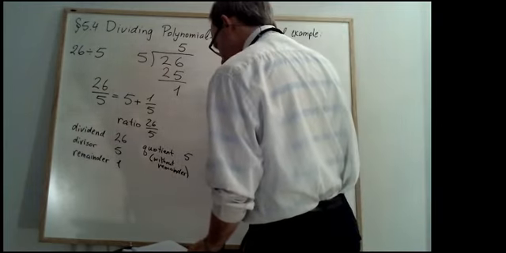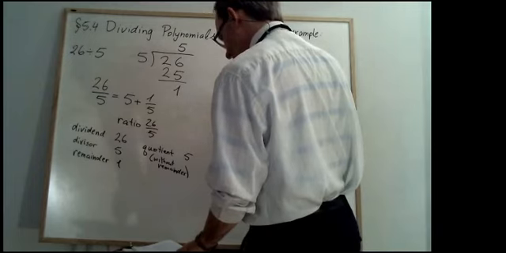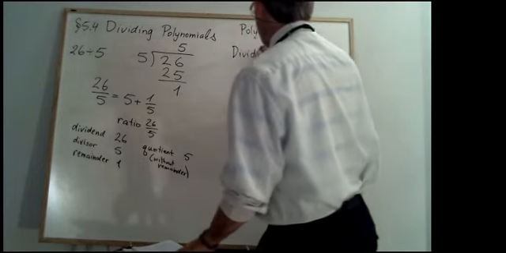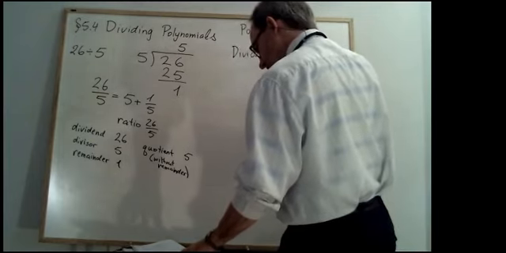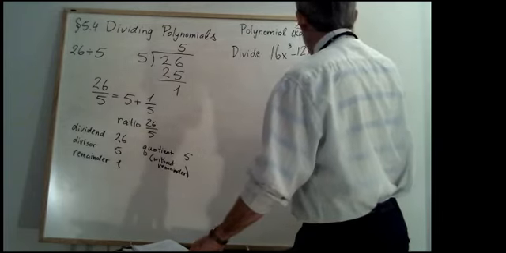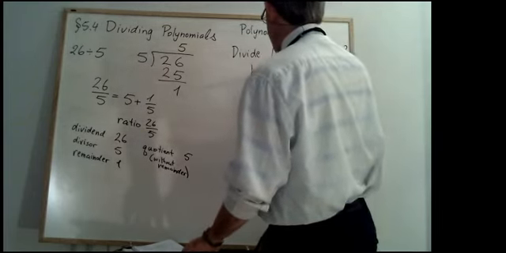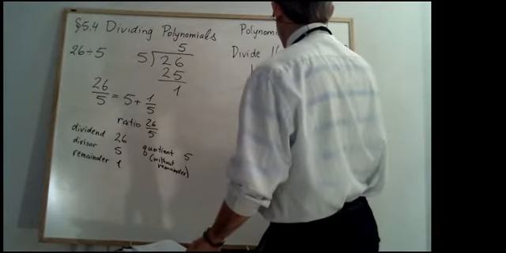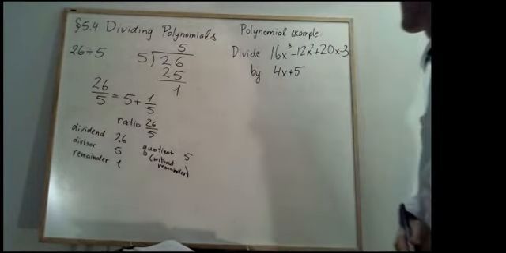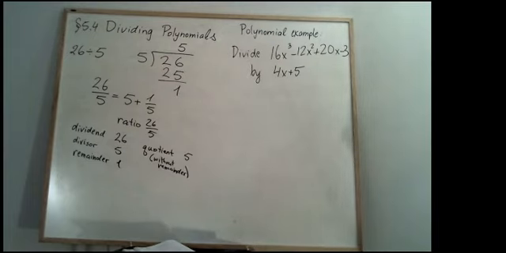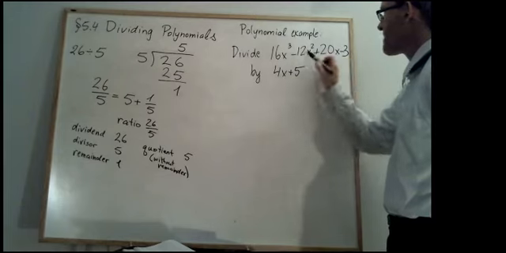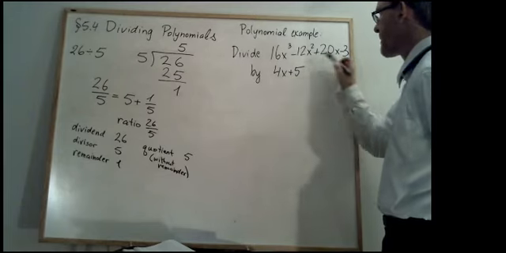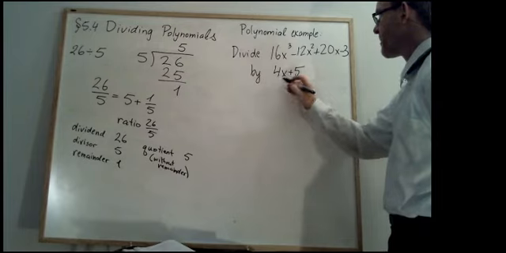You arrange these polynomials in decreasing order. So divide 16x cubed minus 12x squared plus 20x minus 3 by 4x plus 5. We want to write it in decreasing order in powers of x, which it already is. The first one is, and the second one is also.